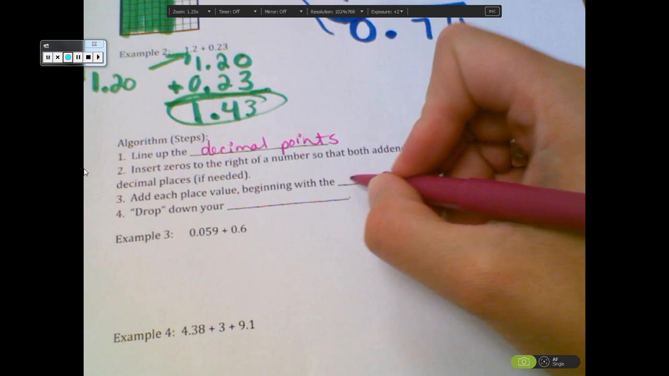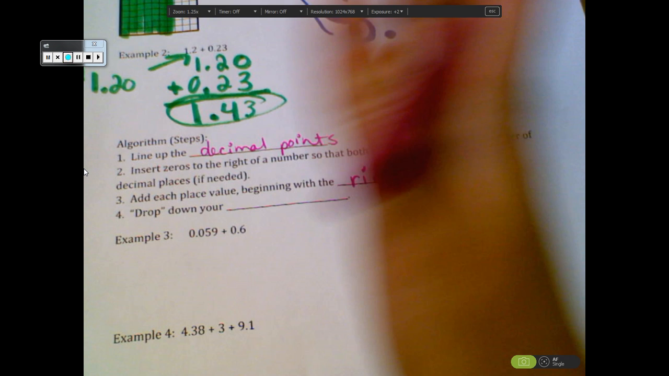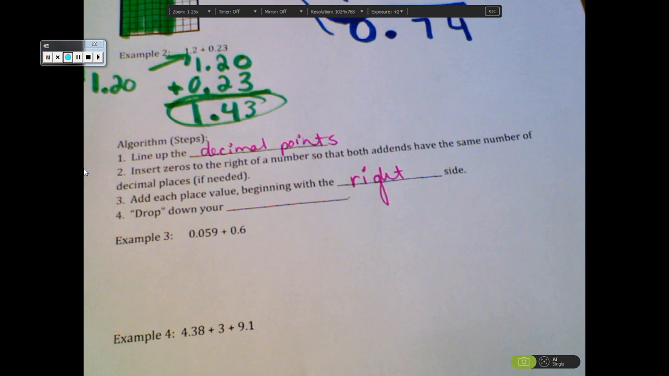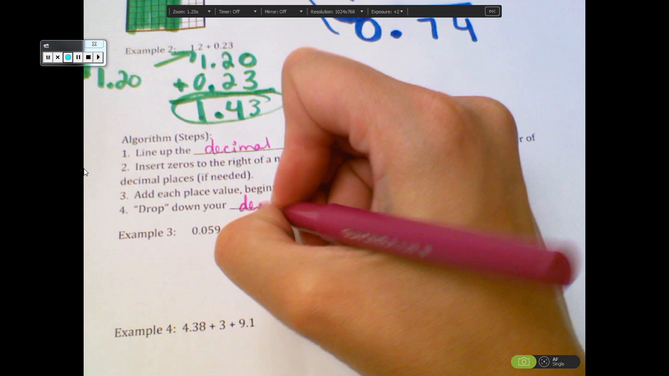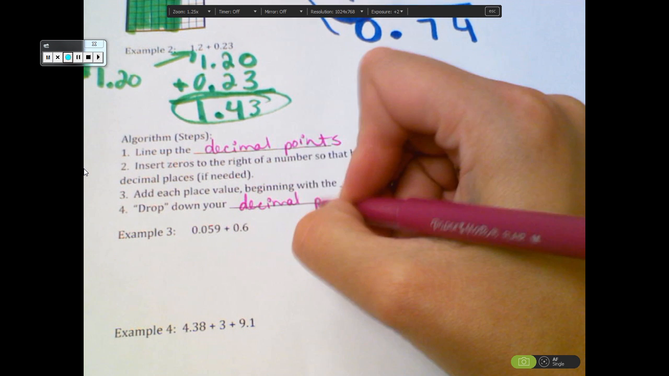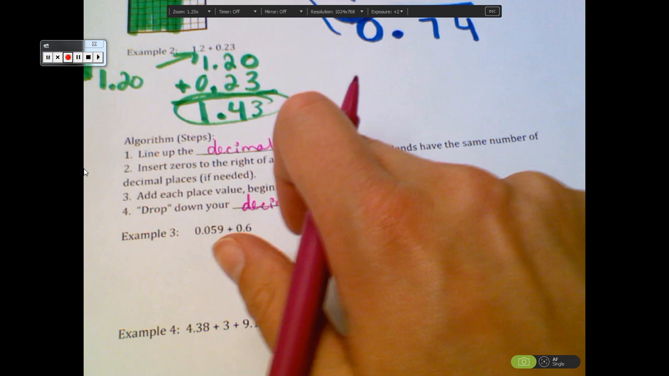Okay, step 3, add each place value beginning with the right side. We're going to start right to left. If you don't add right to left, you could get the answer wrong. And finally, drop down your decimal point. We can't think that this is 143. It's 1 and 43 hundredths.